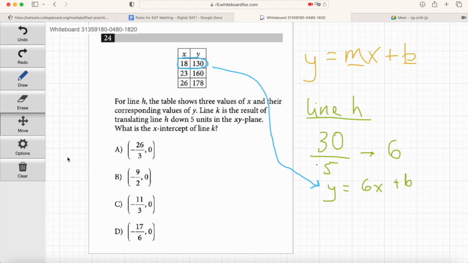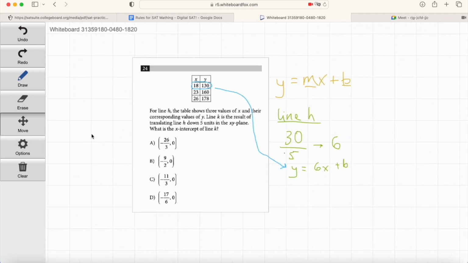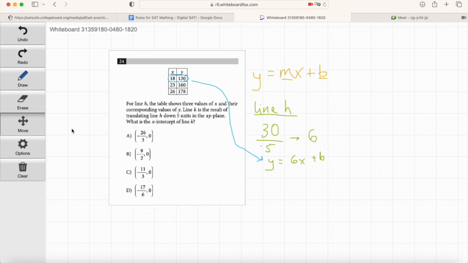Okay. Let me see you plug in those values, and then we'll solve for b here. Let me see you work this out. So you're plugging in 130 for y, and 18 for x. 130 equals 6 times 18, did you say? Yep, x is 18. I'm just drawing those values out from the chart. And that's a b.